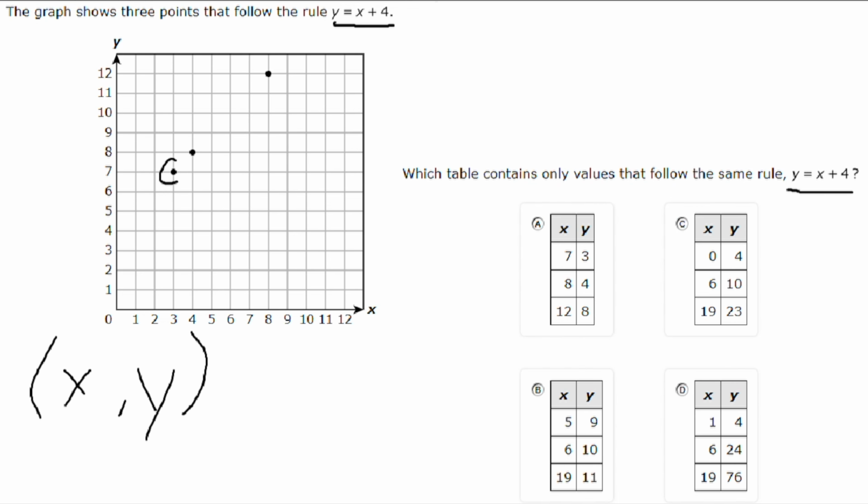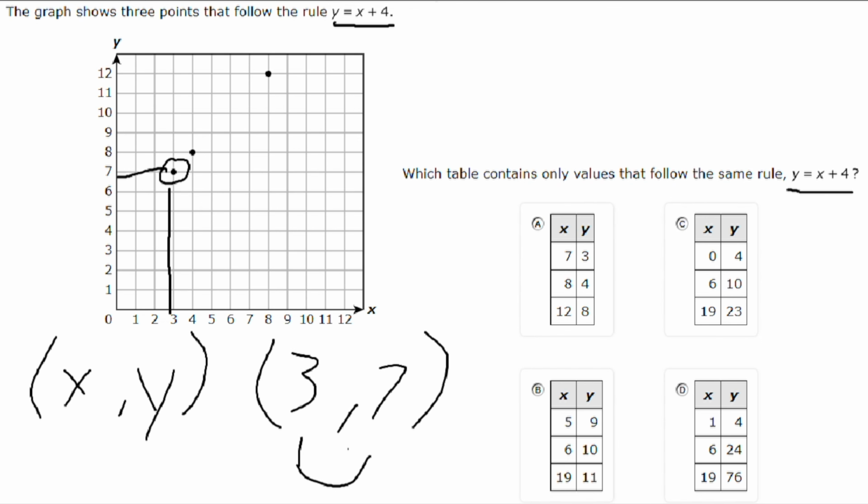So let's look at this one right here. Where are the coordinates? If we trace down to our x-axis, we see that this is 3. And if we go to our y-axis, we see that this is 7. Now, does this fit our equation? Yes, it does, because x is 3, and if we add 4 to it, we get 7, which is our y value.